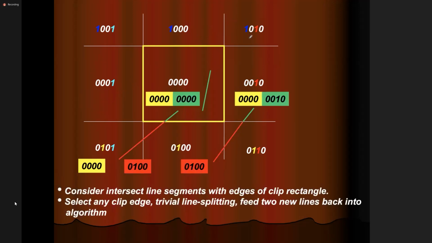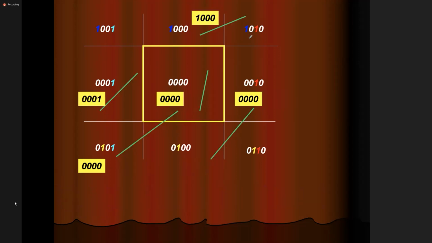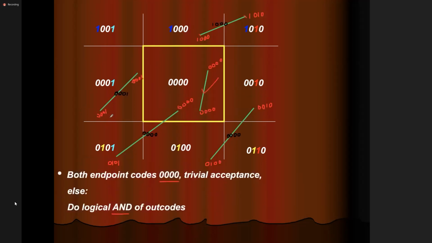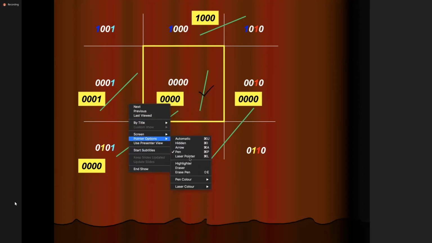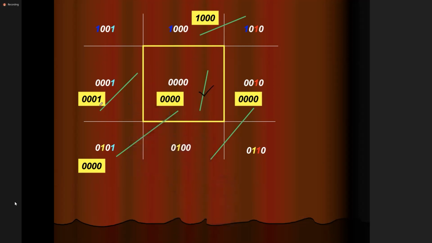Now it says, after performing the logical AND operation, this is already accepted now. After performing any logical AND operation, right? After performing logical AND operation, if one of the bit is 1, that will be taken as trivial rejection. That whole line will be rejected.